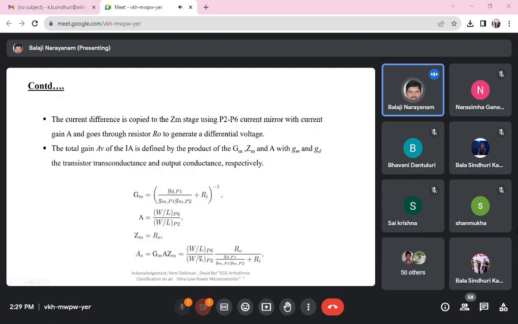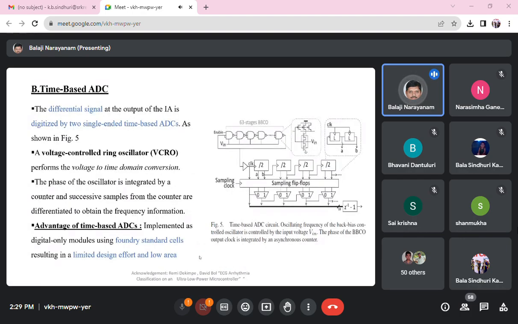gives you this gain. And you can observe in the architecture there is a time-based analog to digital converter. The differential signal at the output of the instrumentation amplifier is digitized by two single-ended time-based analog to digital converters, which are shown in figure 5. For the voltage controlled oscillator, VCO is voltage controlled oscillator. Here, as we are using a ring oscillator, we say VCRO, voltage controlled ring oscillator, which performs the voltage to time domain conversion.